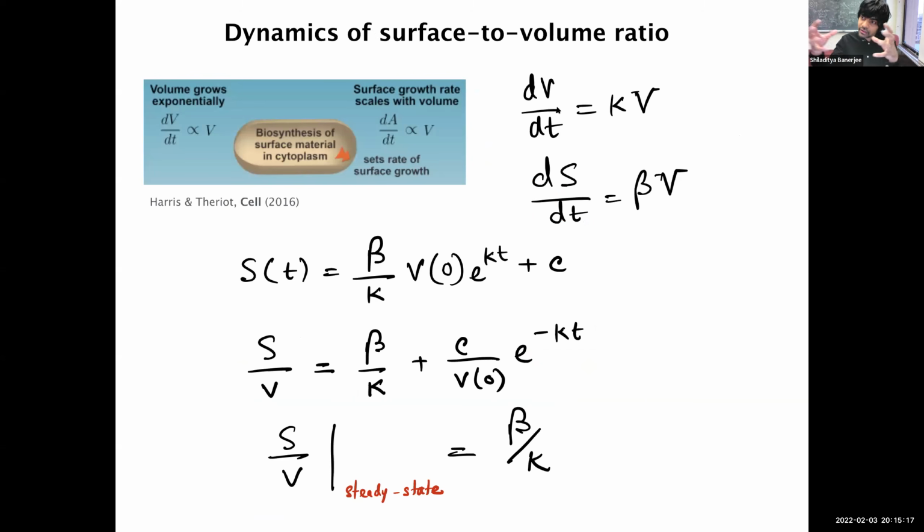So the volume grows exponentially, right? So cells grow exponentially. And surface area grows in proportion to volume. The reason is that you have to make the surface of the cell, right? And those materials should come from inside of the cell. So inside the cell, you have this powerhouse where you build all the materials and then it goes to the surface, right? So the rate at which the surface will grow depends on the volume, right? And so you can solve this equation and you find that a steady state surface to volume ratio is given by the ratio of these two rates, beta over K, okay? Where beta is the rate at which surface grows, okay?